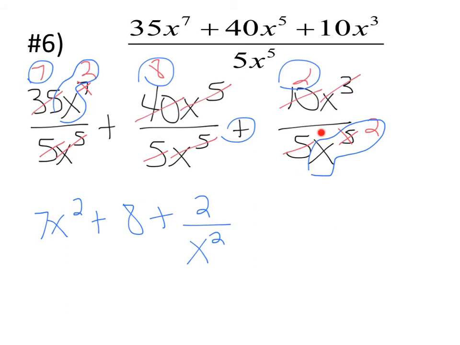If it's in your denominator, you need to leave it in your denominator. So it's 7x squared plus 8 plus 2 over x squared. And that is your final answer.